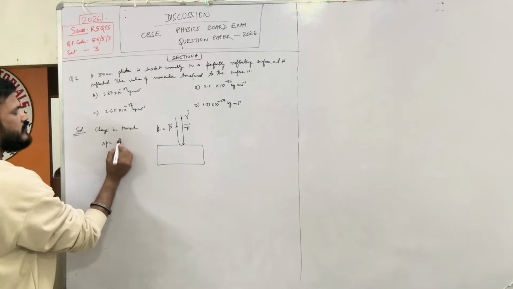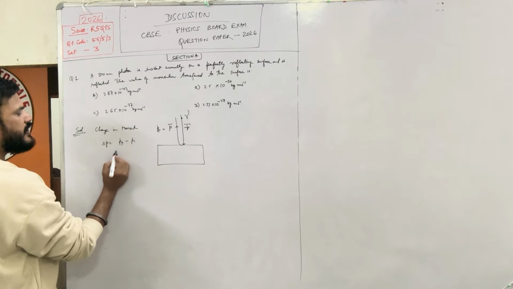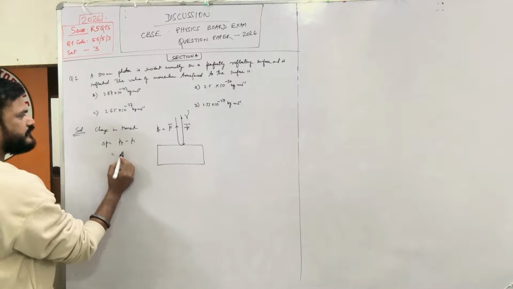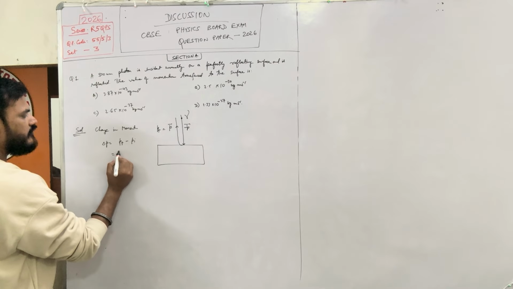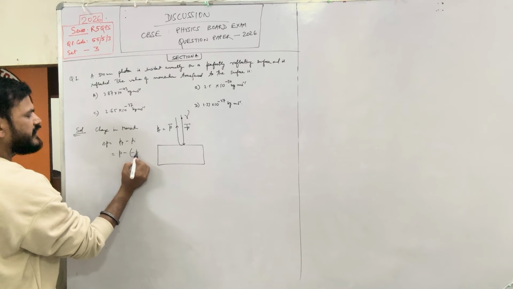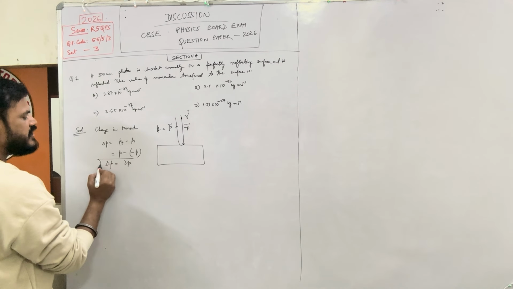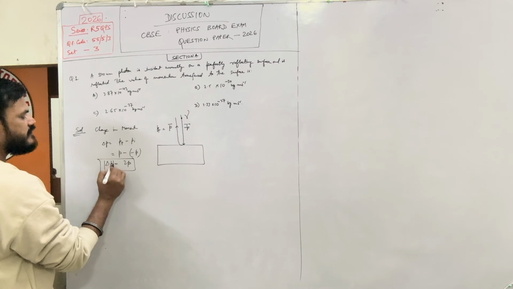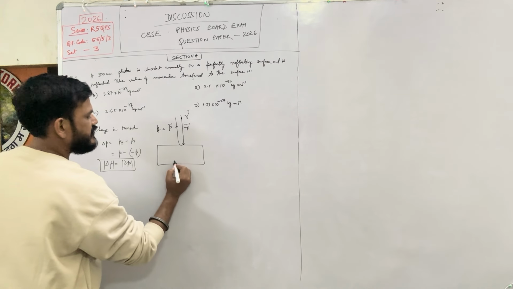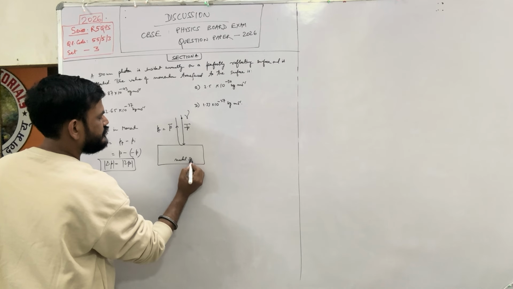Delta p is equal to final momentum minus initial momentum. The final momentum is p, the initial momentum is minus p, so the change in momentum is 2p. This change in momentum is transferred to the metal surface. So this is the metal surface.